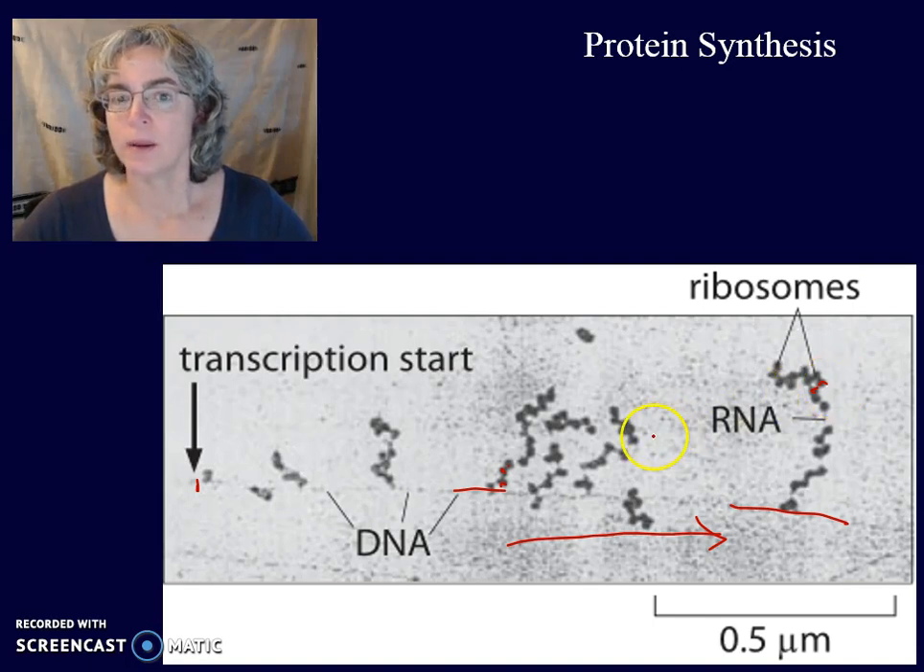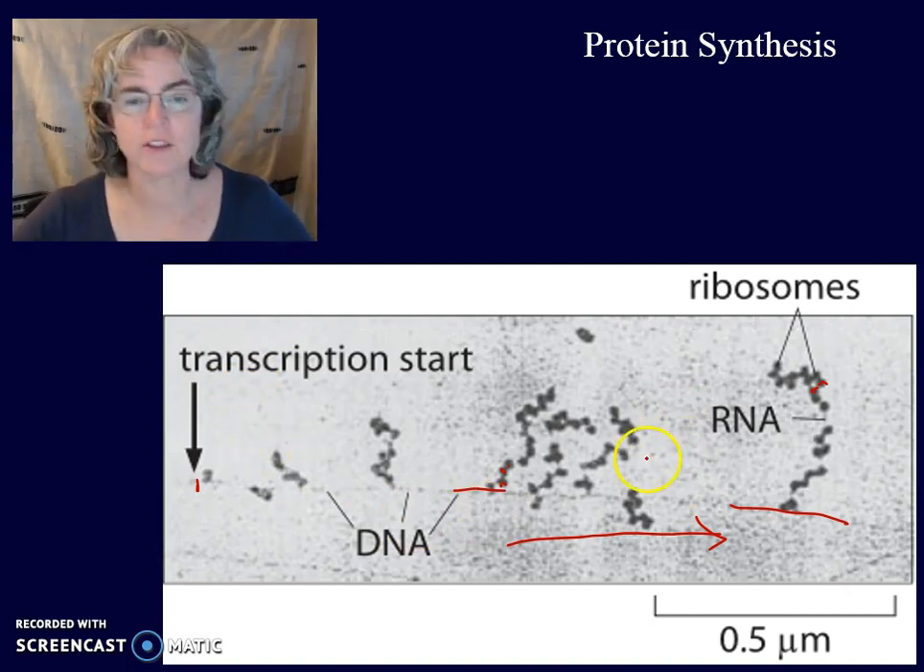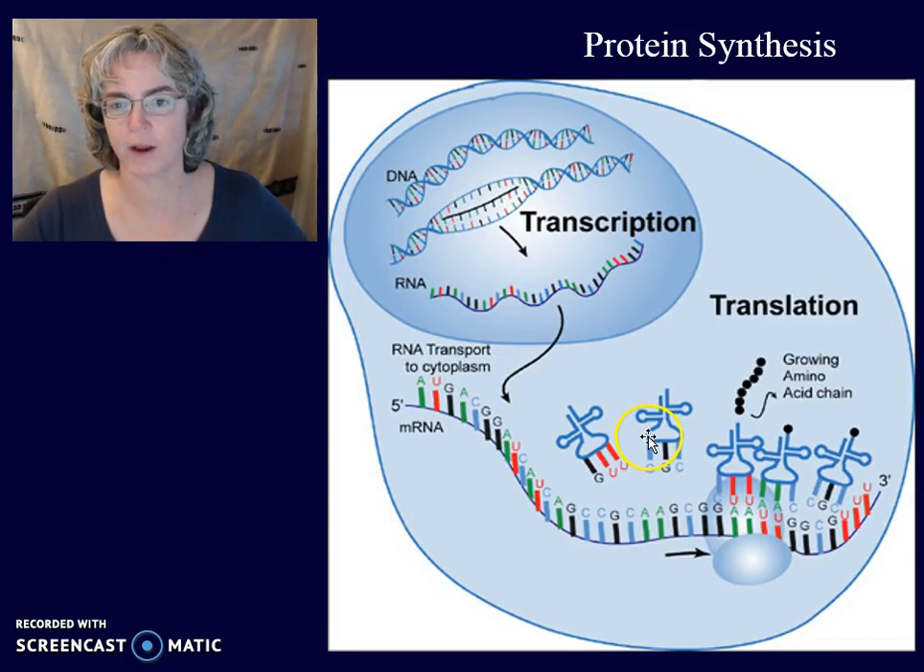So bacteria can make proteins extremely fast because all of this can happen at the same time in the nucleoid region of the bacteria. Okay, so let's go back to our eukaryotes. What's happening in our eukaryotes?